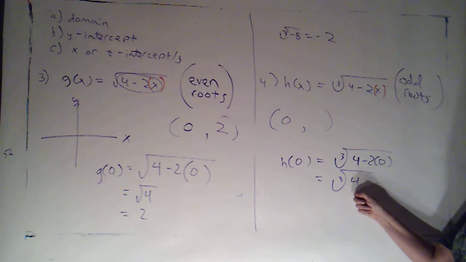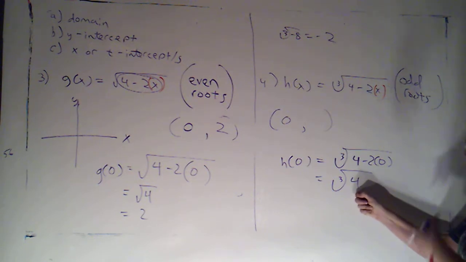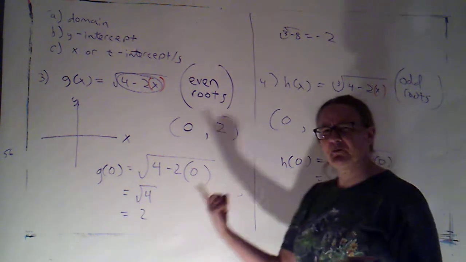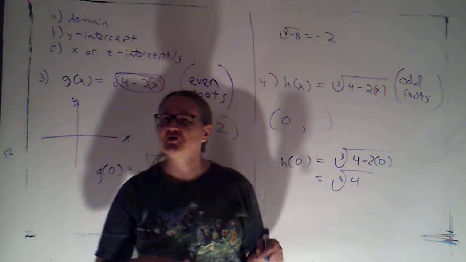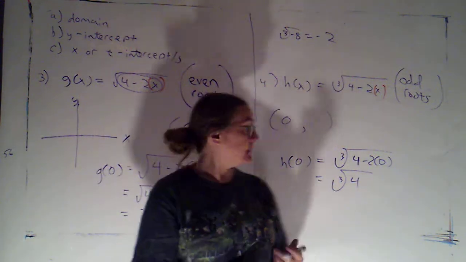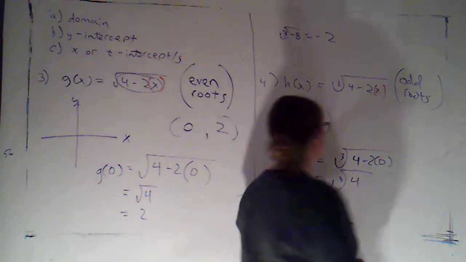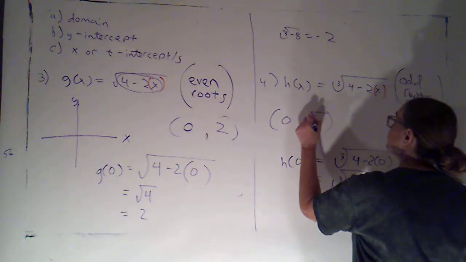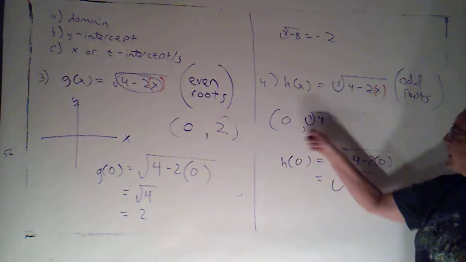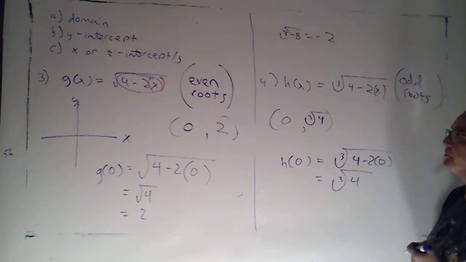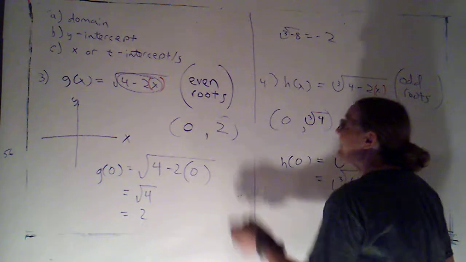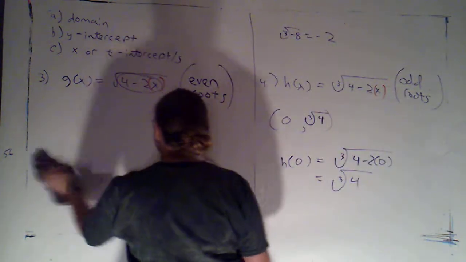Now that one doesn't simplify particularly nicely, because if I just run through my integers, 1 cubed is 1, that's too small. 2 cubed is 8, that's too big. So I'll just leave this as the cube root of 4. So my y-intercept is (0, cube root of 4). All right, let's find our x-intercepts.